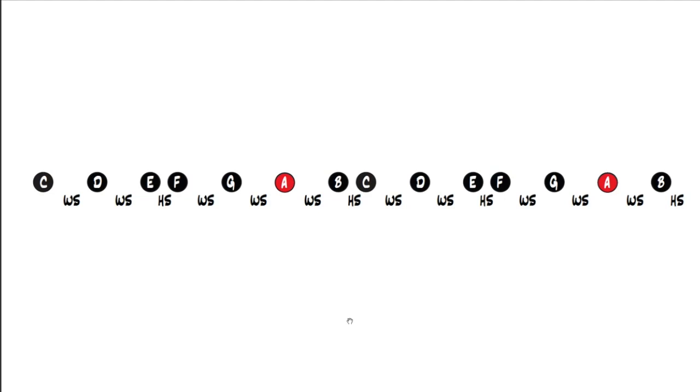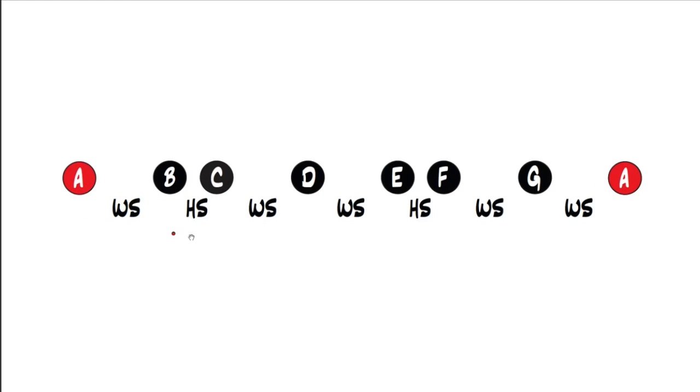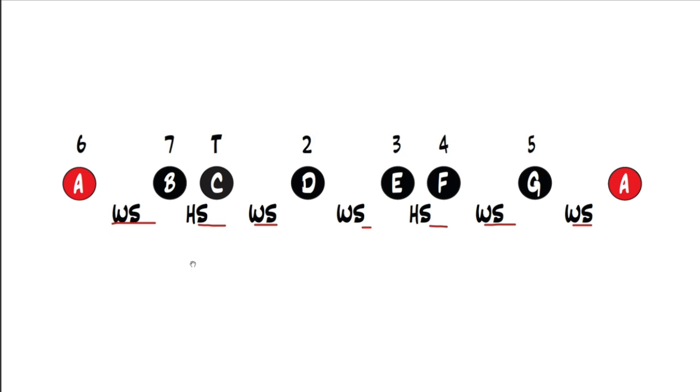So if we were to take the natural minor scale, if we just stuck with the A natural minor scale, which comes out of the C major scale, whole step, half step, whole step, whole step, half step, whole step, whole step, which gives us the notes A, B, C, D, E, F, G back to A. In the C major scale, those intervals would have been, A would have been the sixth or the major sixth, B would have been the major seventh, C was the tonic, D was the major second, E was the major third, F was the perfect fourth, G was the perfect fifth.